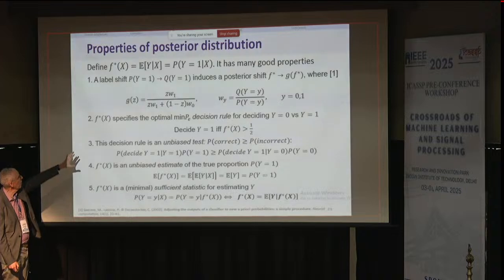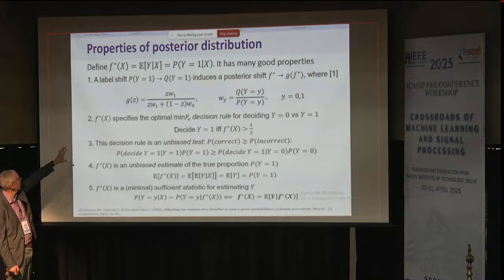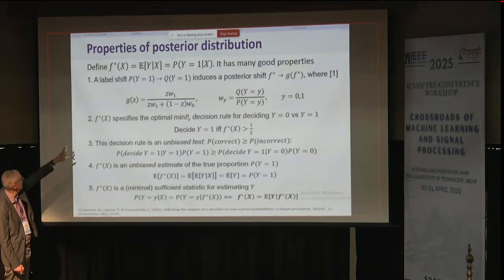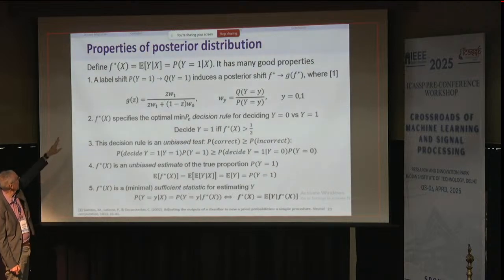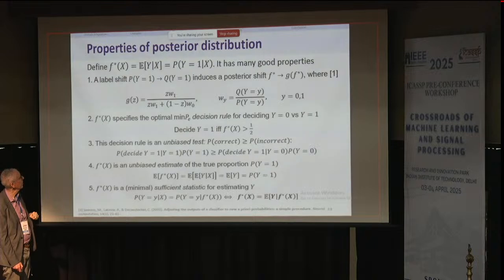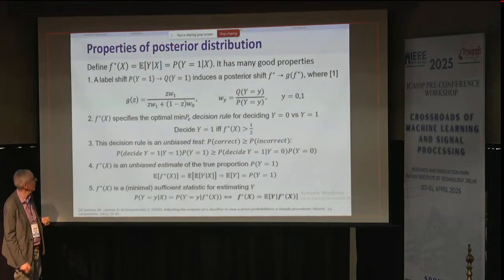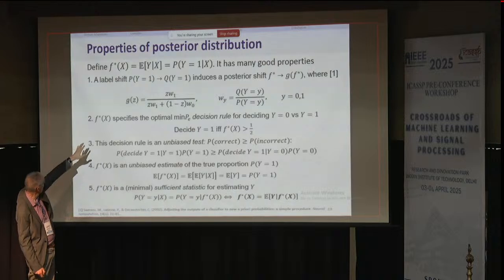As I said before, the posterior distribution is a rational function, and it turns out that the label shift can be corrected very simply by applying a function g. Z here is the output of the classifier. If we define f star as the posterior distribution, so let's say we did have a classifier that gave you exactly the conditional expectation of y given x in the binary case, equal to the posterior. It has lots of good properties, such as this one here.